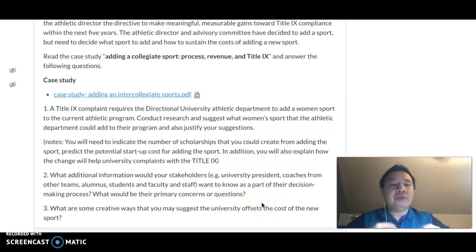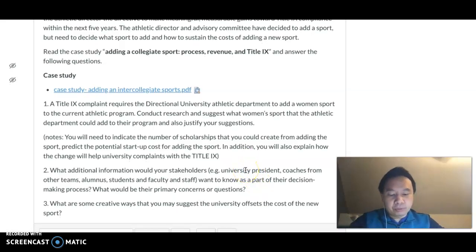So you need to do some research. Think about these universities located in Iowa. I would recommend you look at, among all these high school girls in Iowa, what kind of sport is getting popular, what kind of sport we should add to our current athletic programs, how many scholarships we should add.